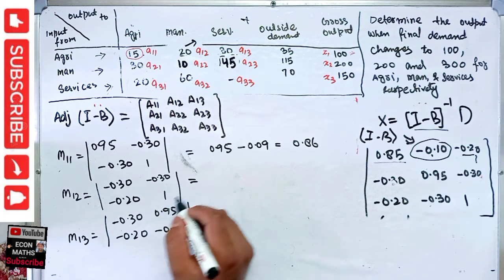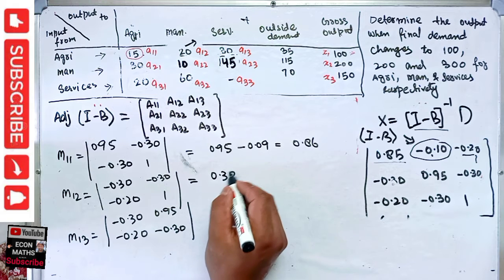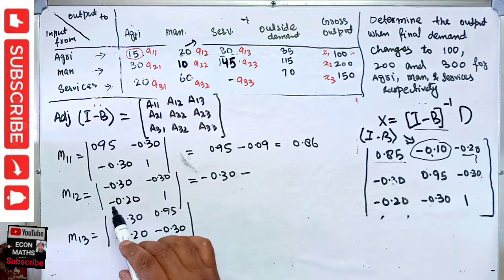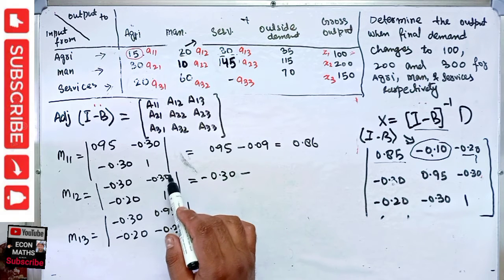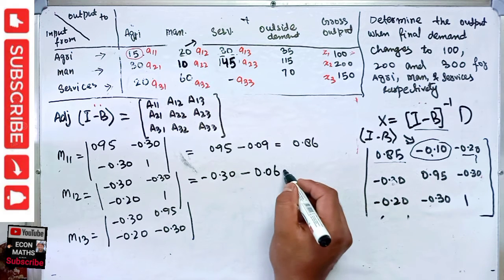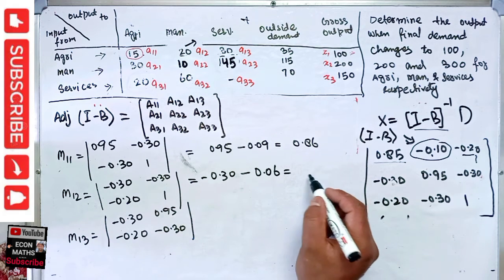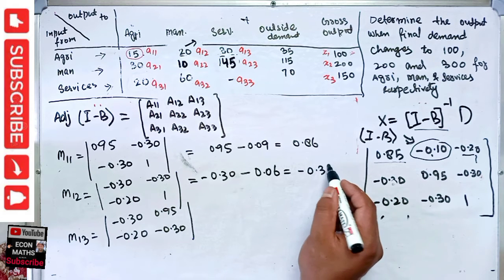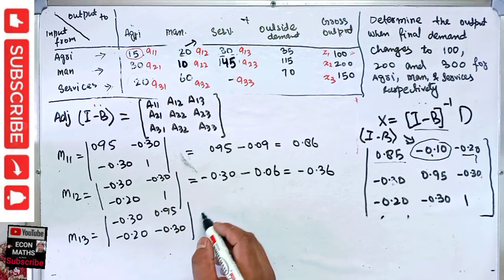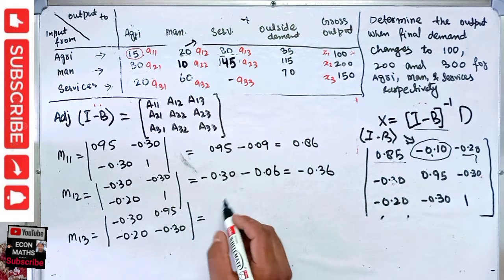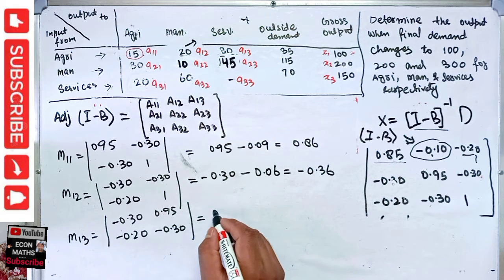Similarly, our M12 would be multiplying these numbers. Minus 0.30 into 1 is 0.30. Okay, and the minus is by formula. Now minus into minus is plus, so we got 0.2 into 0.3 is 0.06. So we will get here minus 0.36.